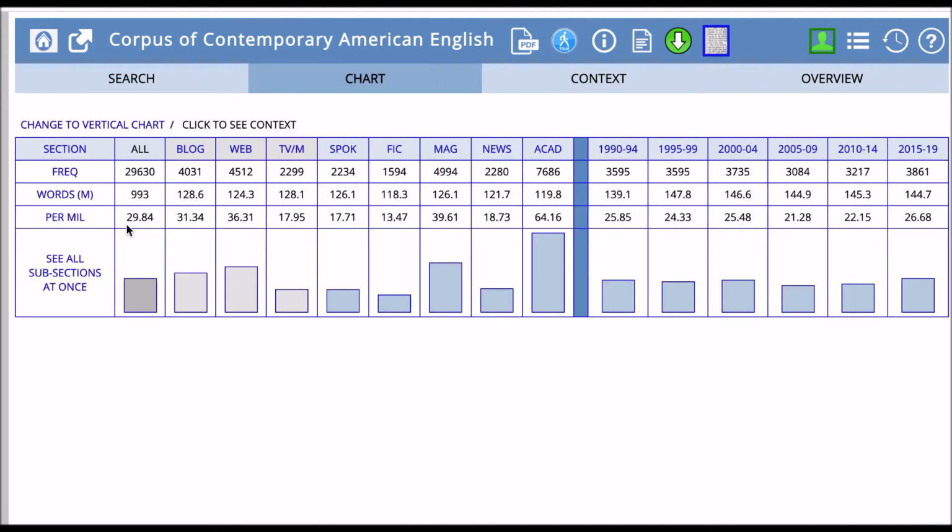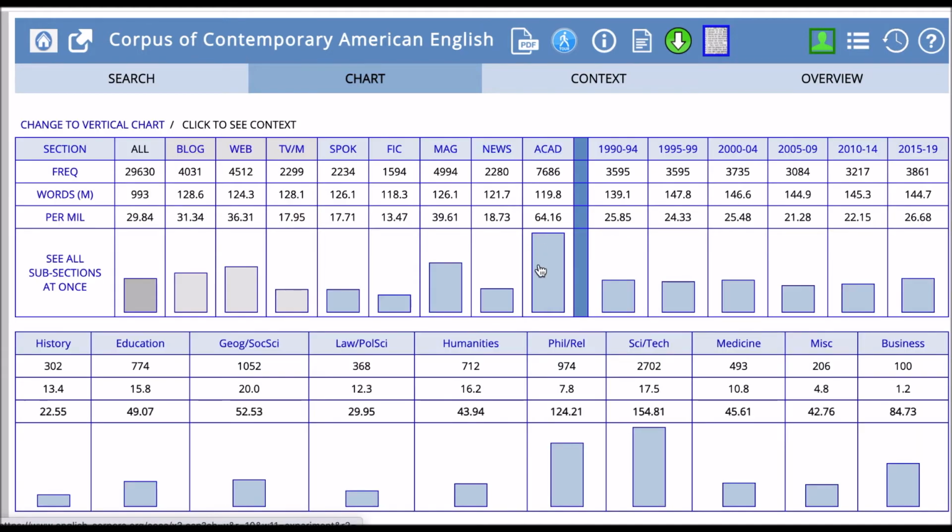There you go. We can see the word experiment happens in all the different sections of COCA. And our little histogram or bar graph here will show us how frequent it is in each. Just at a glance, we can see that the word experiment is most frequent in the academic section. So we can click on that and get more information about the different subsections of academic and how frequent that word is.